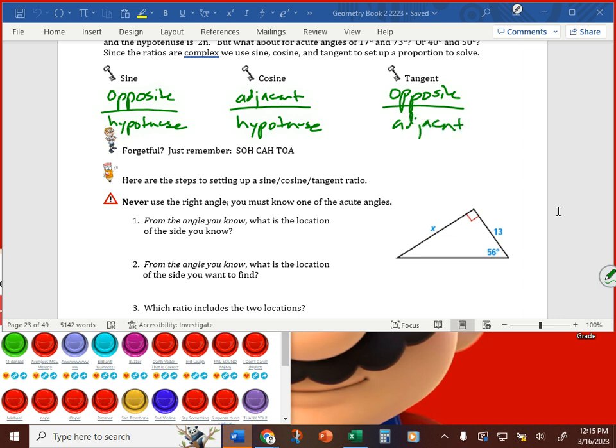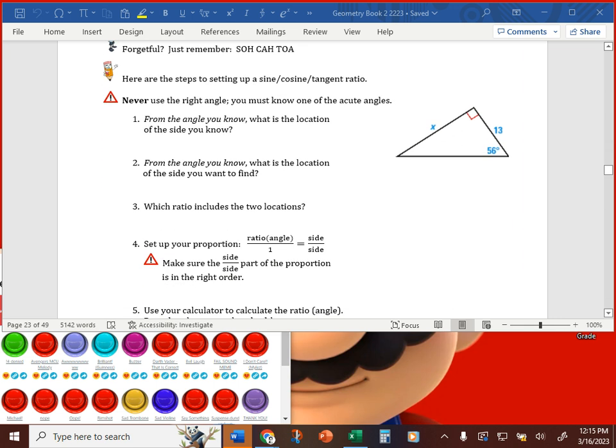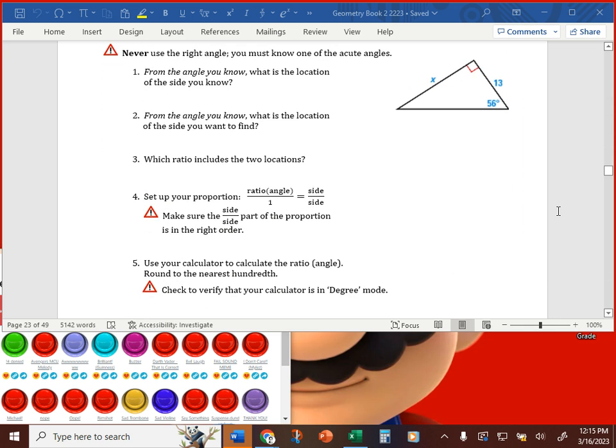So your first decision here, and by the way, this is where that SOH CAH TOA phrase comes from. Sine, opposite over hypotenuse. Cosine, adjacent over hypotenuse. Tangent, opposite over adjacent. And your first job when given a triangle and asked to solve for a side using sine, cosine, tangent is: what ratio am I using? What do I set up? That's where we look at the given angle, the angle that we're using, because quite frankly, that gives us all the information that we need.